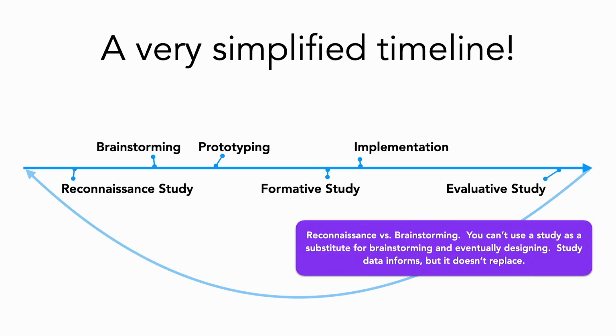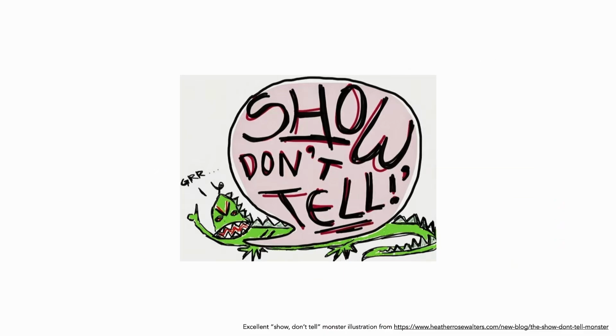Okay, a very simplified timeline. Basically, this is just saying that if you are going to try to actually do all these kinds of user studies, you are going to have a very separate process between when you are doing your reconnaissance study versus when you are doing your brainstorming, right? The brainstorming is the part where you start coming up with ideas for solutions. That is going to be separate from actually doing your reconnaissance study.